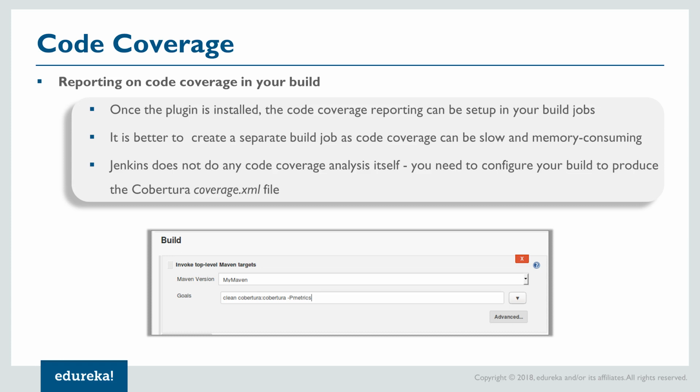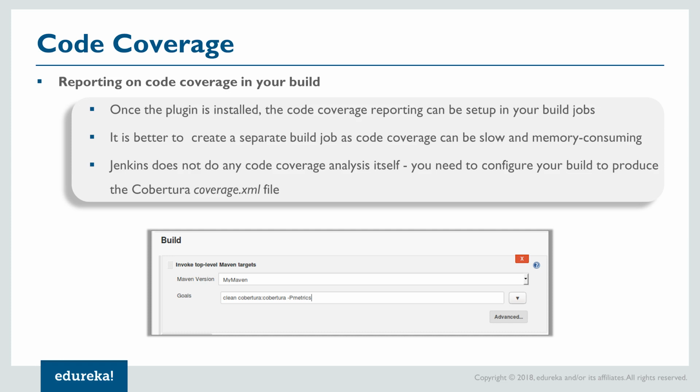And as we have spoken before, it's always a best practice to create separate build jobs for code coverage related activities, because it can actually slow down your system, slow down your Jenkins server, and especially affect you if you have other jobs running already. The important thing to understand is Jenkins is not doing any kind of code coverage analysis itself. You need to configure your build to produce the Cobertura coverage XML file.